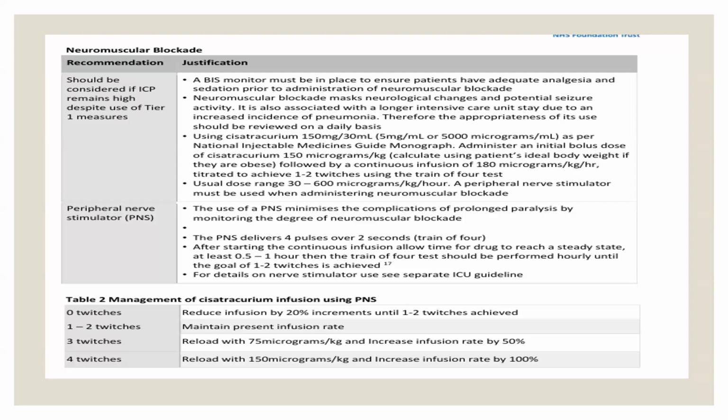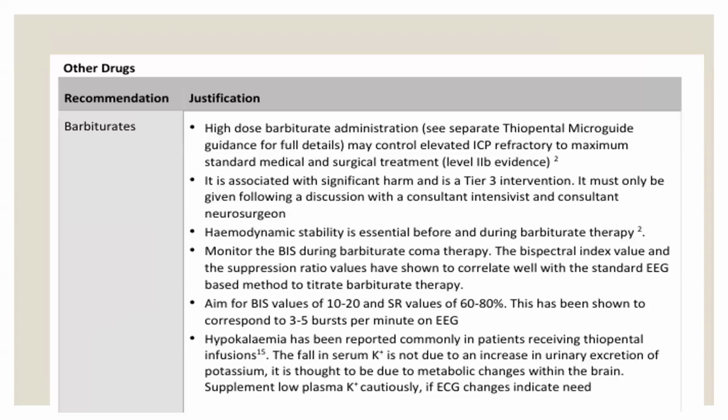Then this is the management of cisatracurium infusion using the peripheral nerve stimulator. If there are zero twitches, then reduce the infusion by 20% increment. If 1 to 2 twitches, maintain the present infusion rate. If 3 twitches, reload with 75 microgram per kg and increase the infusion rate by 50%. If 4 twitches, then reload with 150 and increase the infusion rate by 100%.